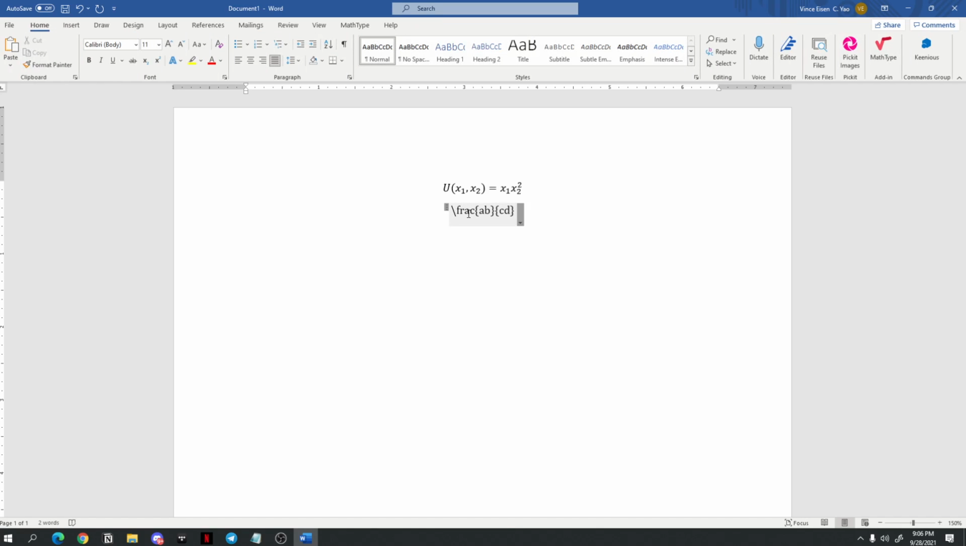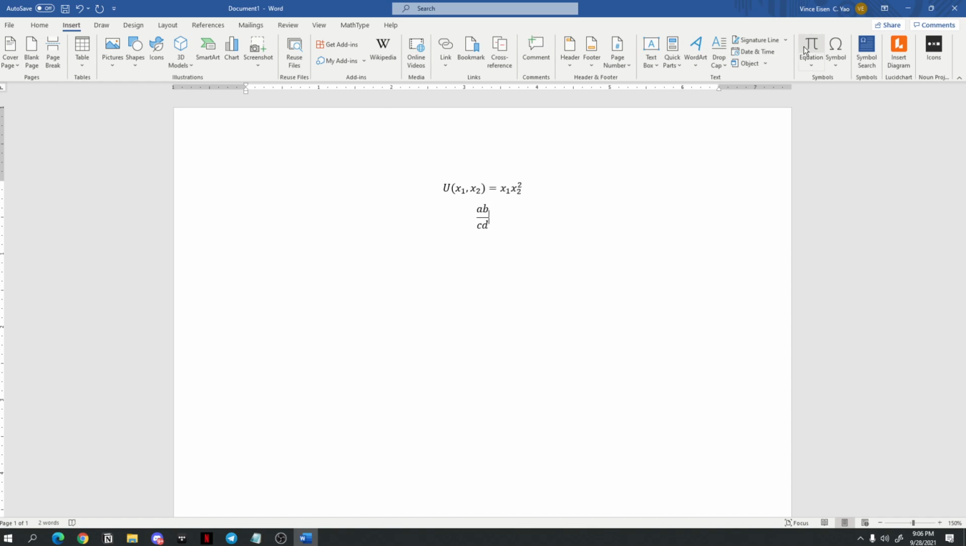And when I get out of here, why doesn't it? Oh, there it is. You press enter, and it immediately becomes AB over CD. It shows you graphically what your equation would look like.